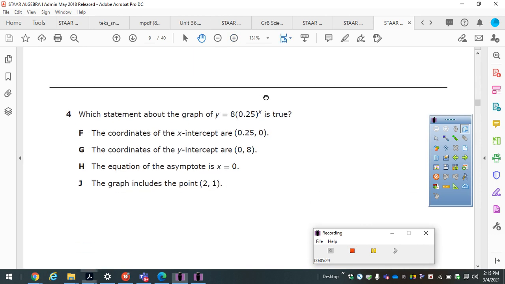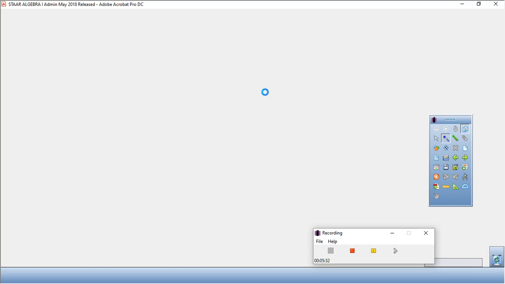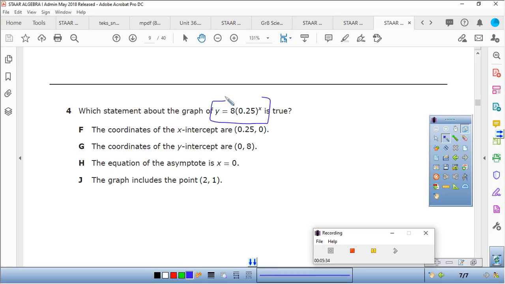Okay, this one real quick. Once you see a y and an x, you can graph this thing. Where do you graph it? On your calculator. The coordinates of the x-intercept. The x-intercept is where it crosses the x-axis. The y-intercept is where it crosses the y-axis. An asymptote is a line that this thing approaches but does not touch.